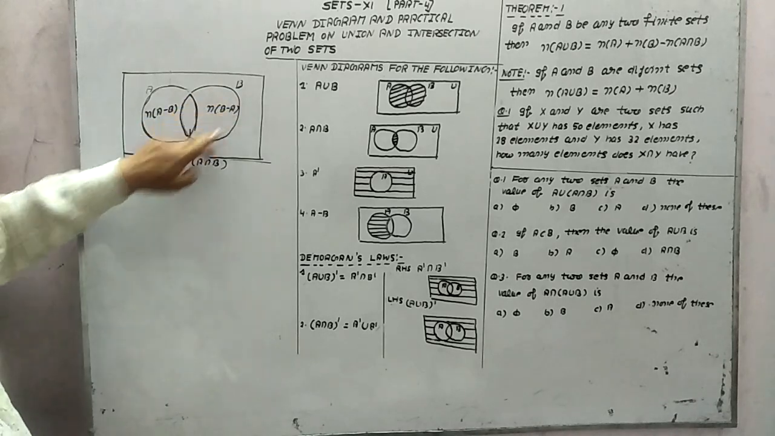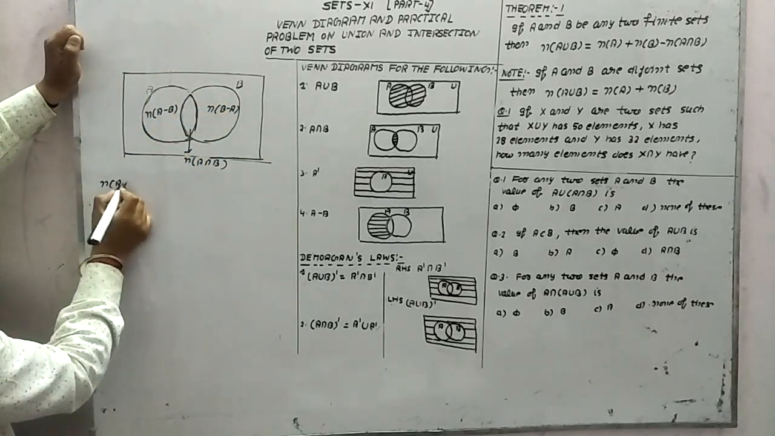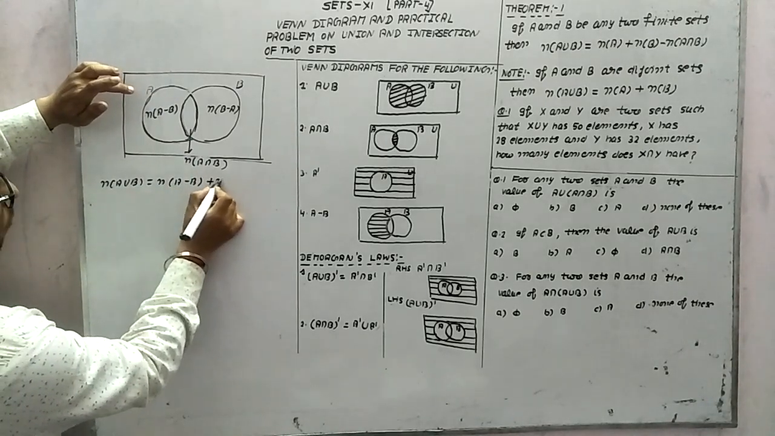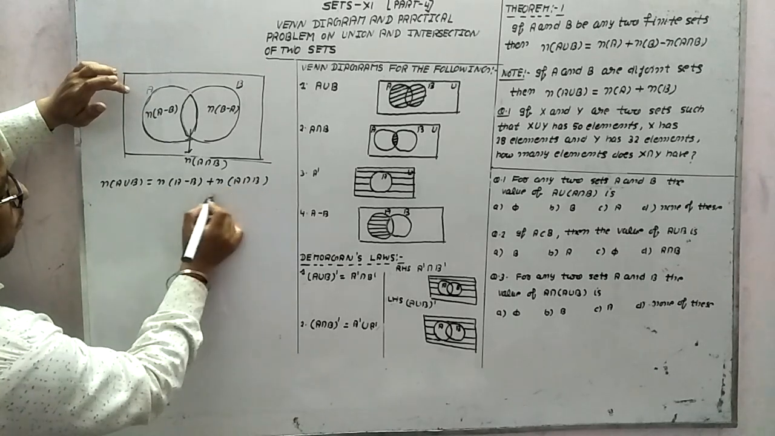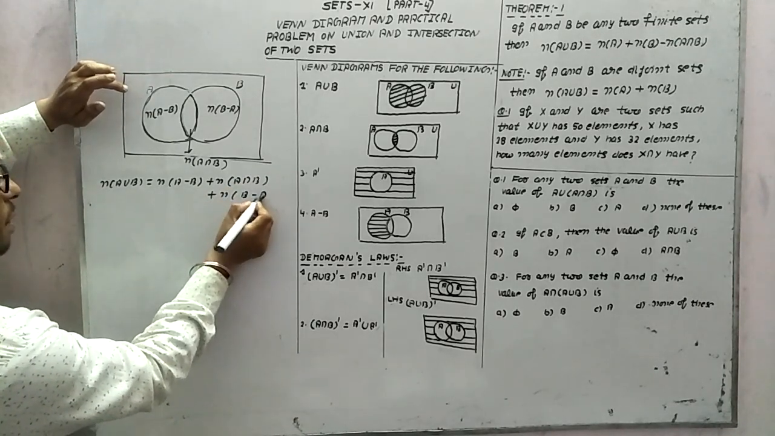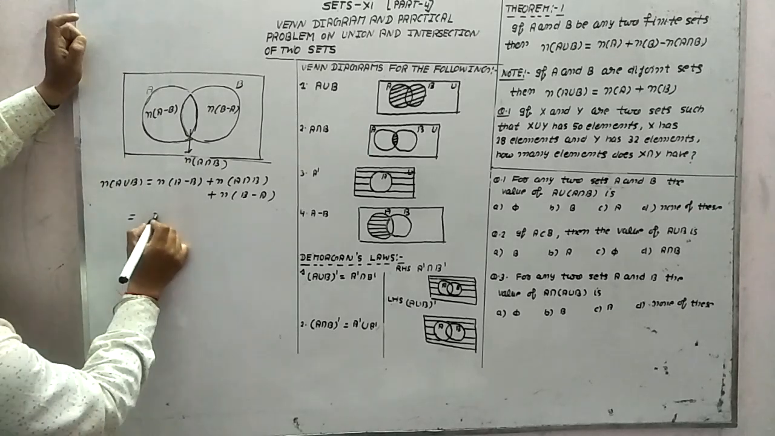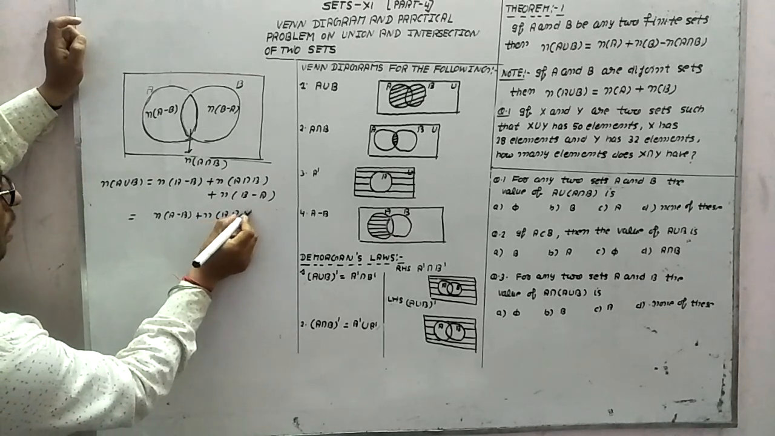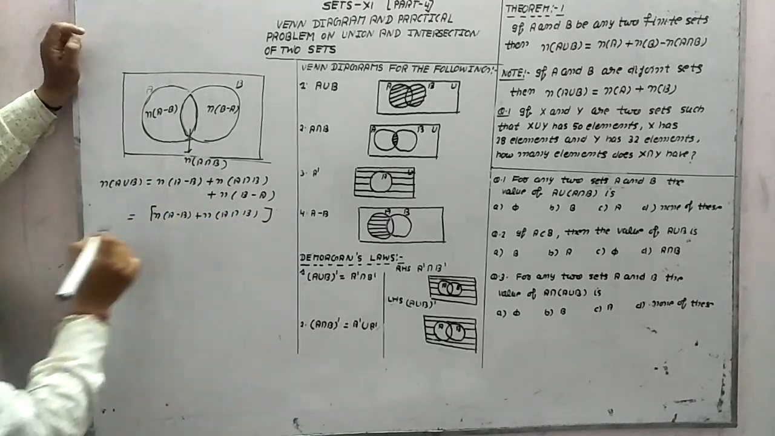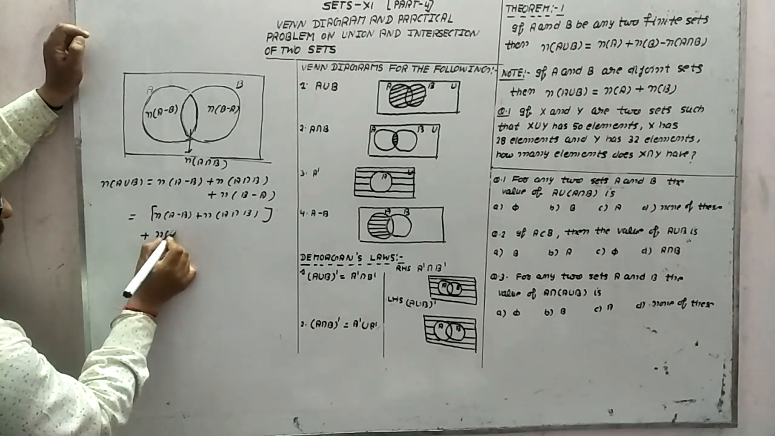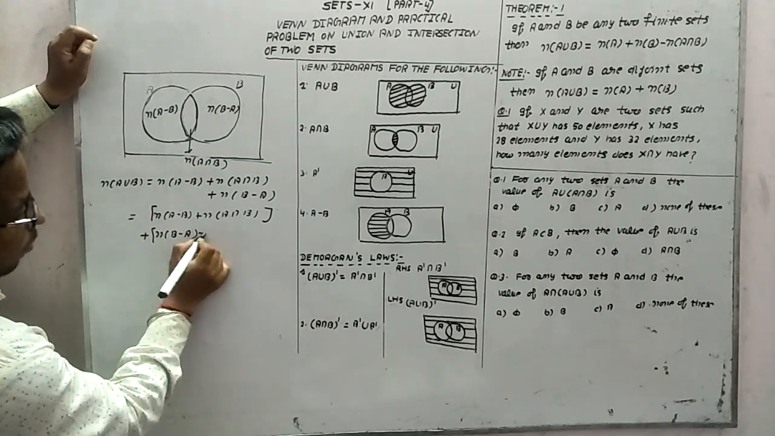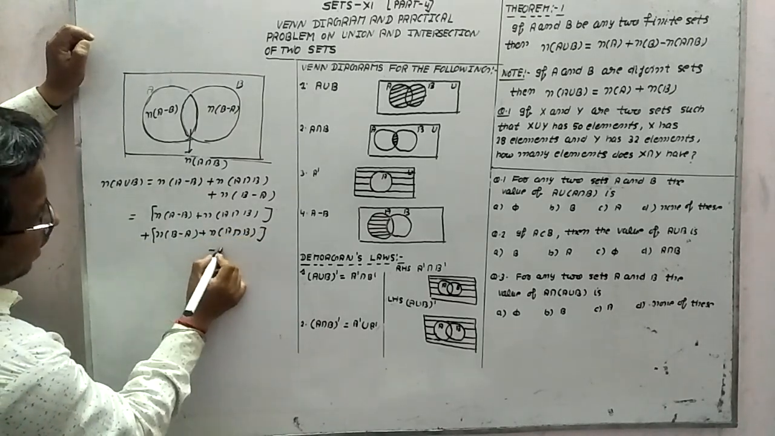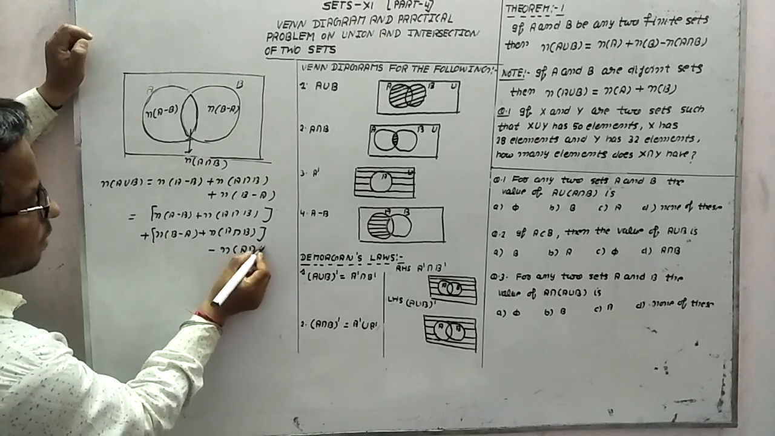Now this whole portion, the number of elements in A union B, is equal to what? The number of elements in A minus B plus the number of elements in A intersection B plus the number of elements in B minus A. Now I am doing one thing: I am keeping the number of elements in A minus B plus the number of elements in A intersection B in one bracket, plus the number of elements in B minus A. Now what am I doing here? I added the number of elements in A intersection B, and as much as I added, that much I have subtracted, A intersection B.